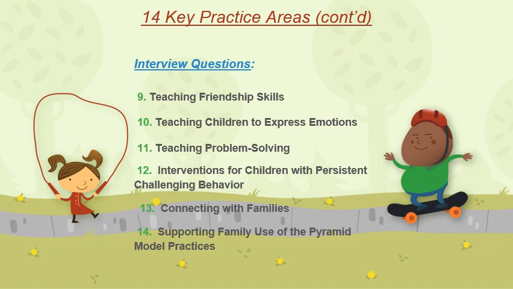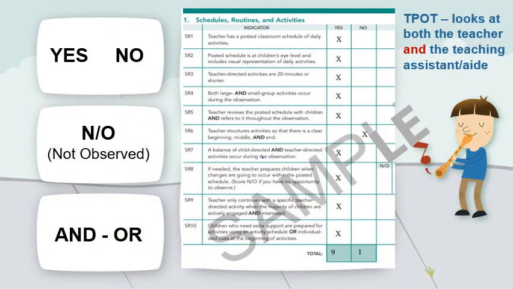All interview questions combined take approximately 20 minutes or so. Items 9 through 11 are unique in that they have both interview questions in addition to observation. Items 12 through 14 are solely interview questions. It's important to note that TPOT looks at both the teacher and the teaching assistant.